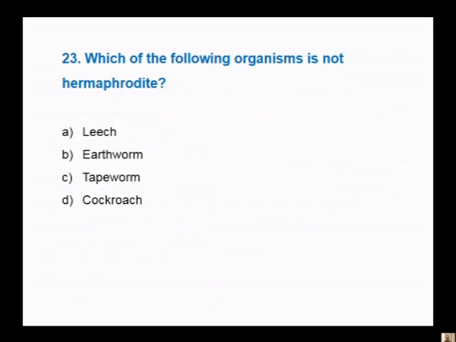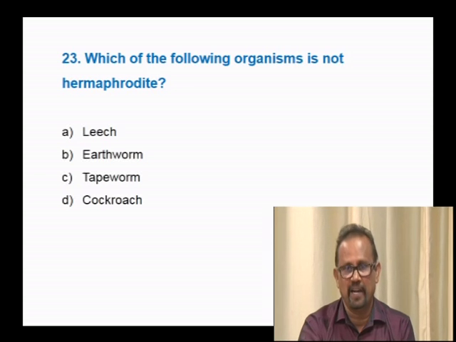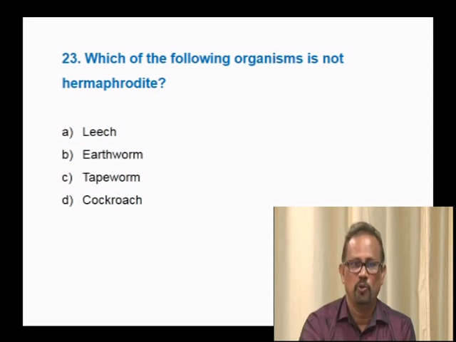Next question. Which of the following organisms is not hermaphrodite? Hermaphrodite is the organism which has testes and ovaries in the same organism. Generally, we use the term hermaphrodite for animals. For plants, we use the terms monoecious, dioecious, bisexual, unisexual, etc.